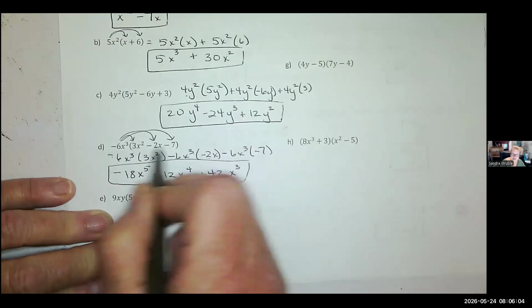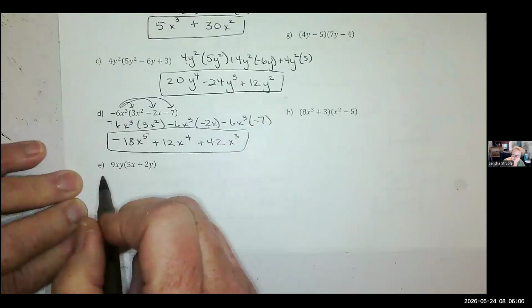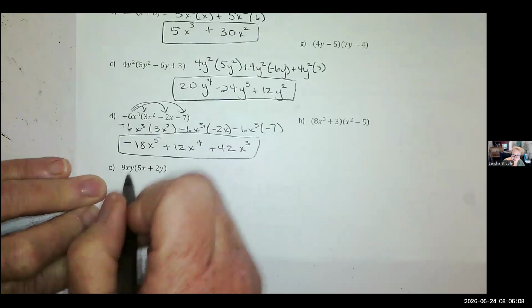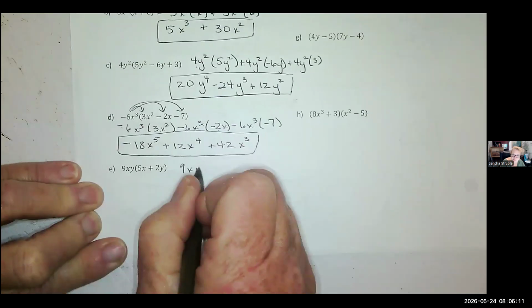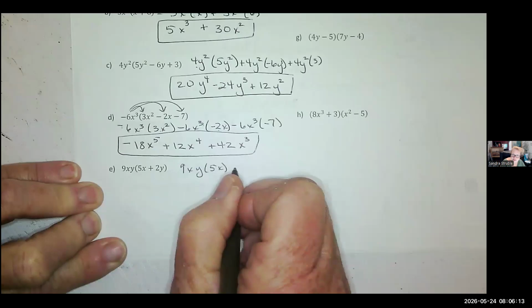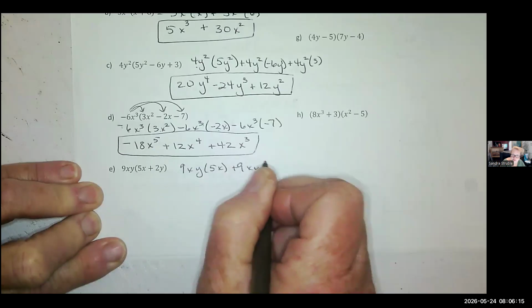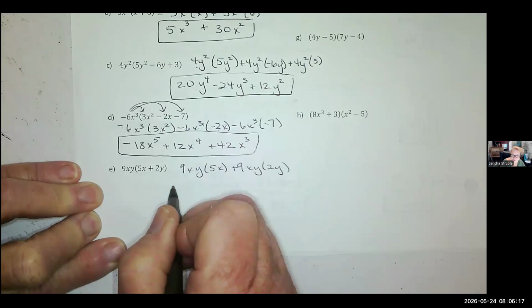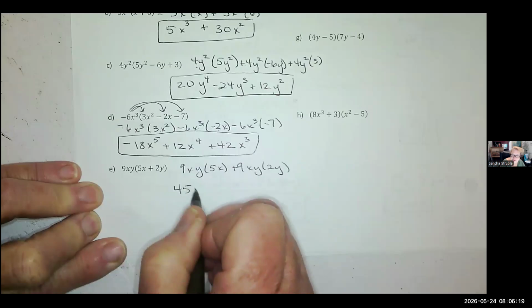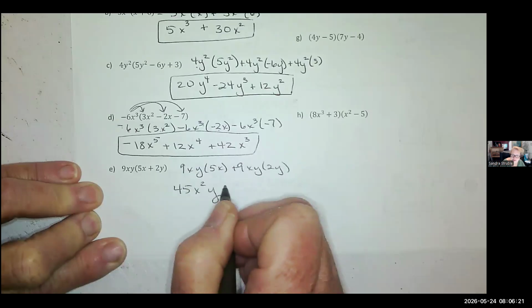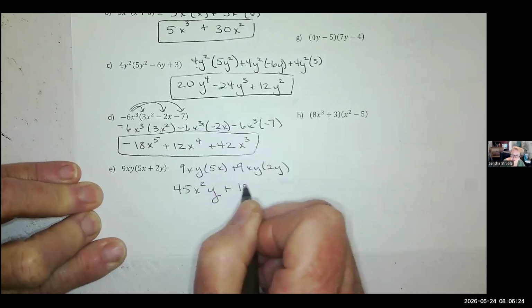All right, 9xy times 5x plus 9xy times 2y. 9 times 5 is 45 x squared y. 9 times 2 is 18. So plus 18 x y squared.